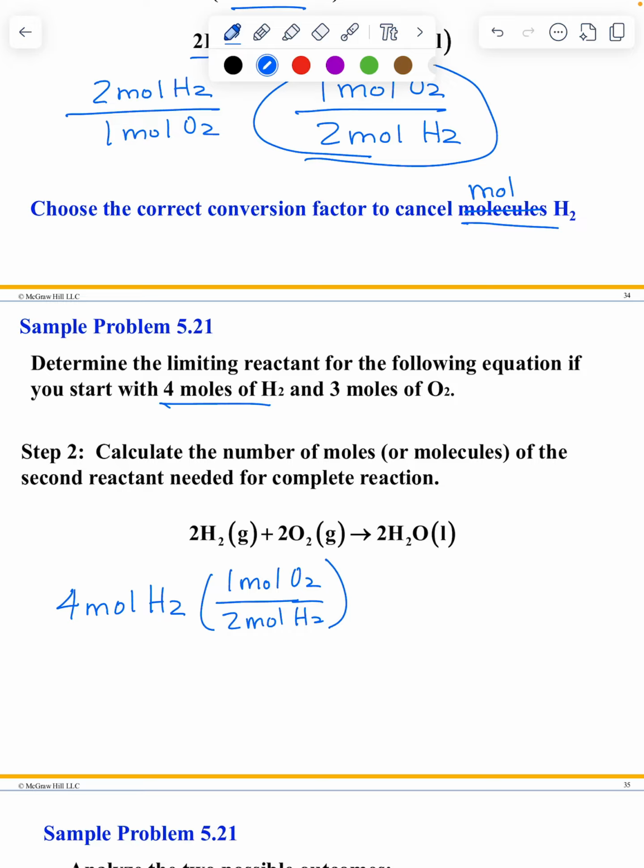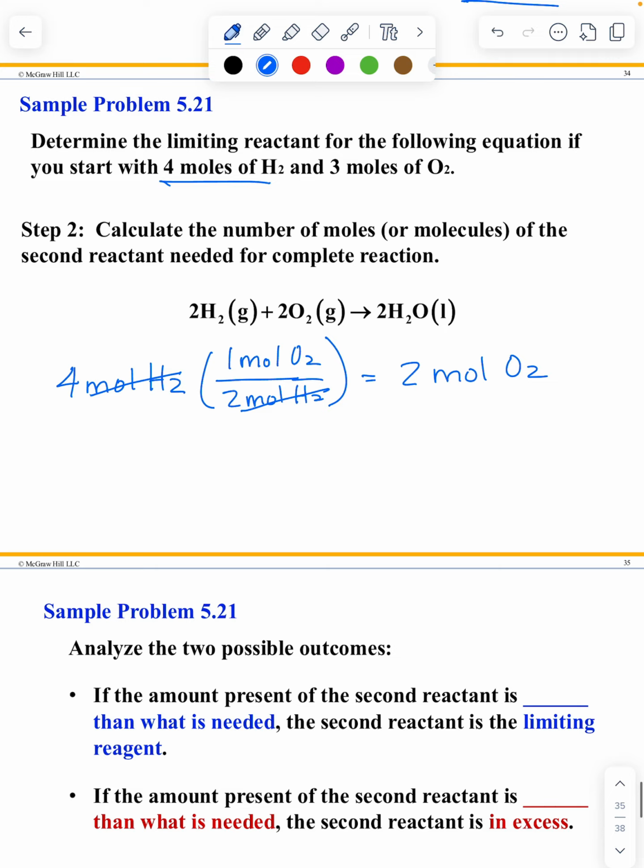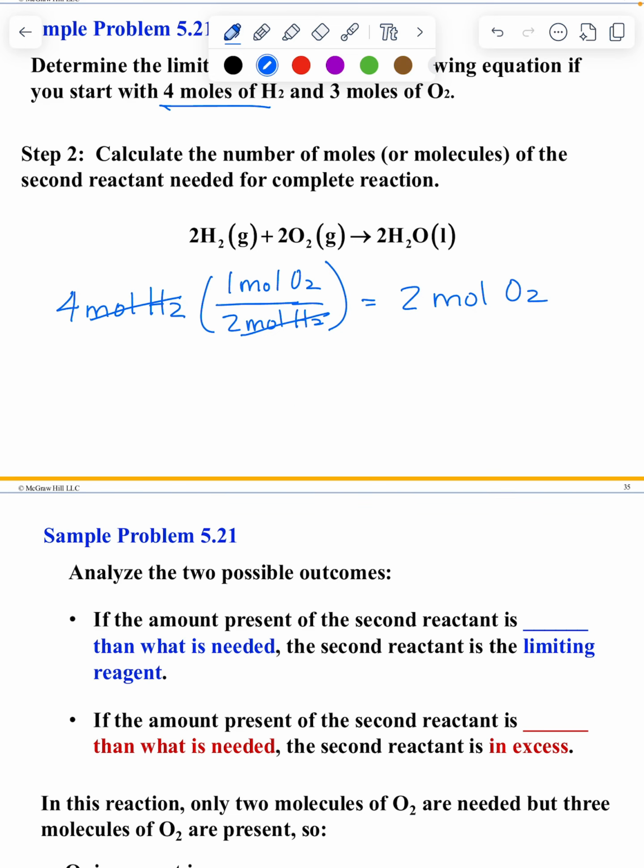And so we want to take a look at what we have here. So there's 2 possible outcomes. So if the amount present of the second reactant is less than what is needed, the second reactant is the limiting reagent. But if the amount present of the second reactant is greater than what you needed, then the second reactant is in excess.